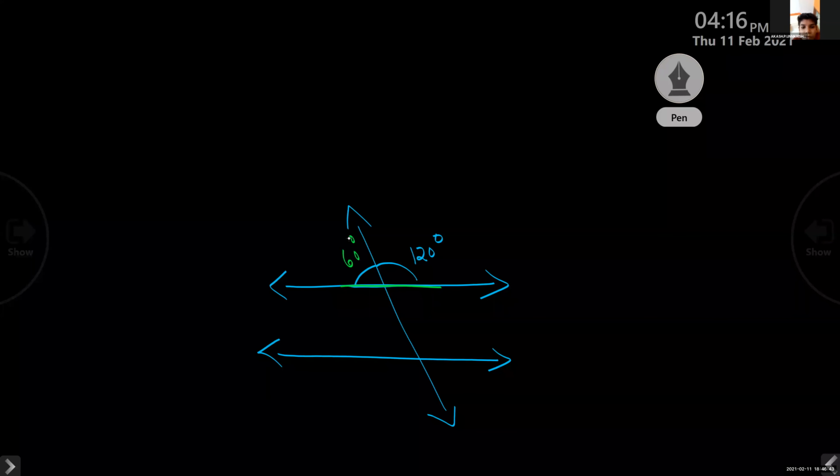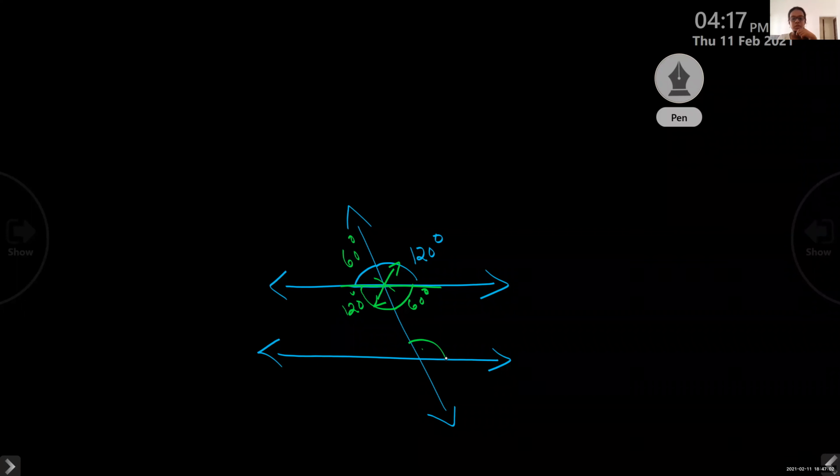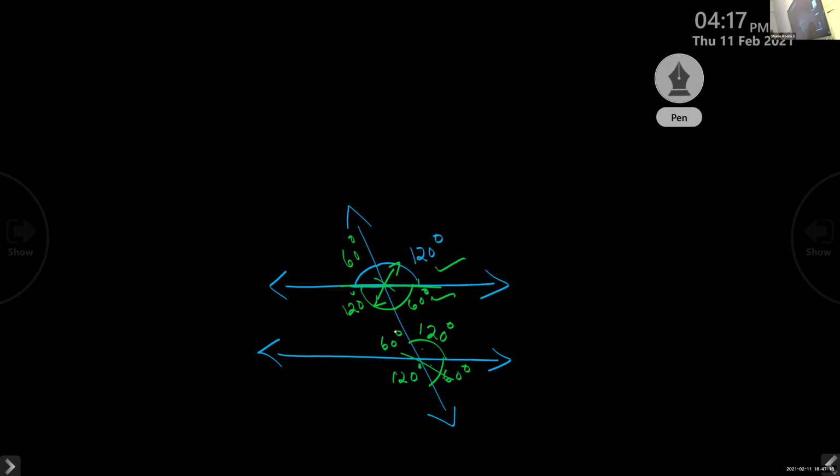Now, these two are vertically opposite angles, so this will be 120, and this one is 60 degrees. Now apply the rule which we have studied. What will be this angle? 120 degrees, because corresponding angles are equal. And this angle, corresponding to 60, is 60 degrees. Now you know this will be 120, this will be 60. So you got all the angles.